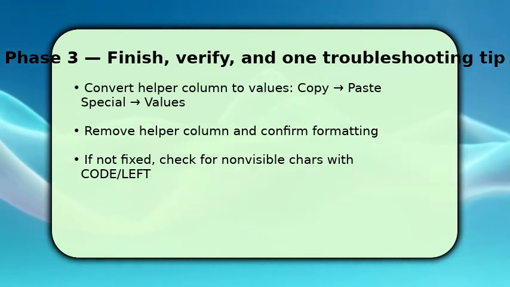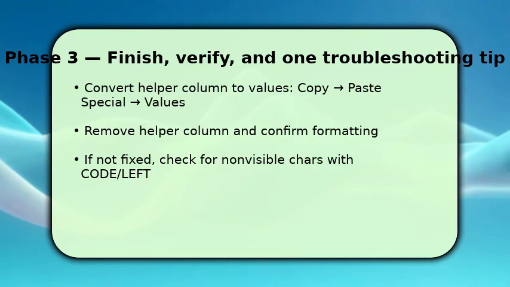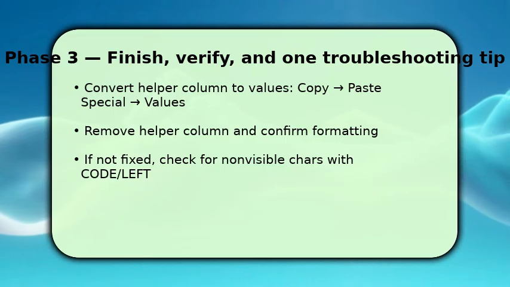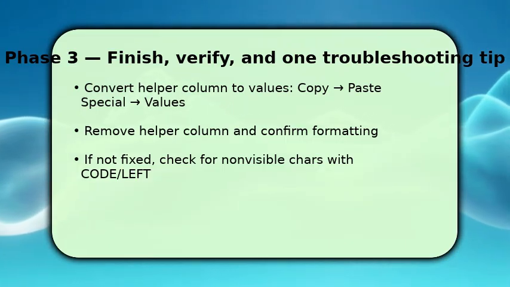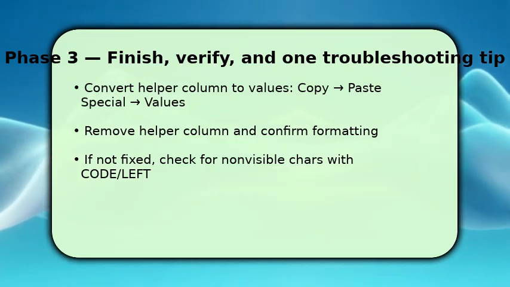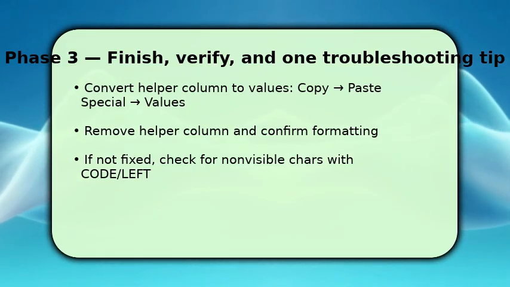If something still looks off, use a formula like =CODE(LEFT(A2,1)) or =CODE(RIGHT(A2,1)) to reveal hidden characters, then replace those codes with substitute. If find and replace seems to do nothing, check for char 160 or other invisible characters, and replace them explicitly.